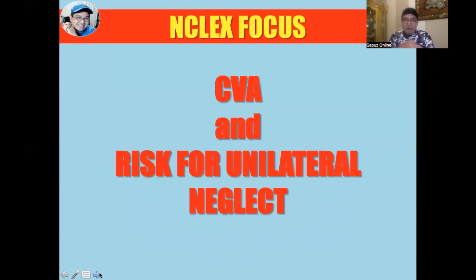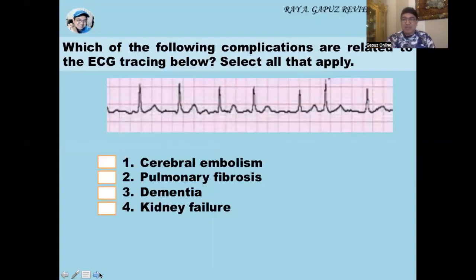So today's focus would be about, as Leronda actually requested, CVA or stroke. And I added one important thing that you have to know in relation to this concept, and that is risk for unilateral neglect. So let's begin with a sample question.